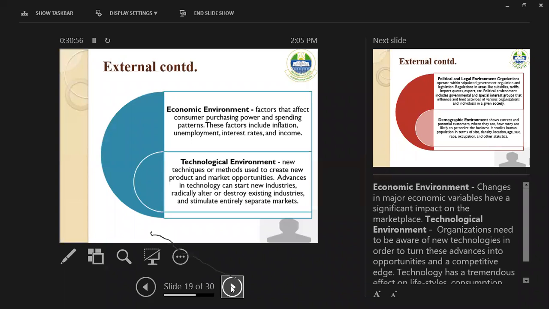Then we have the technological environment. Of course, this has to do with the techniques of production or methods of rendering services or what have you. And most times we have new advancing technologies. Today, one technology is coming out, tomorrow another is coming to take over. And so most businesses that do not take advantage of those changes in technology may be laid back, just way behind as others are making it.